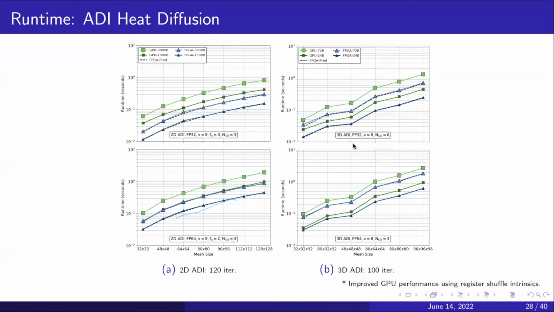And for the 3D ADI case, here also we can see both single precision and double precision FPGA performs better than the GPU implementation. Here also we have multiple Thomas solvers working in parallel, as well as multiple compute units, and we have mentioned that in 3D ADI we can't unroll the iterative loop. Here also we can see that predictions are very closely matching with the actual runtime.